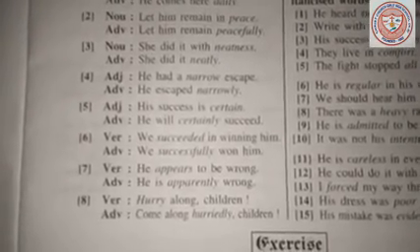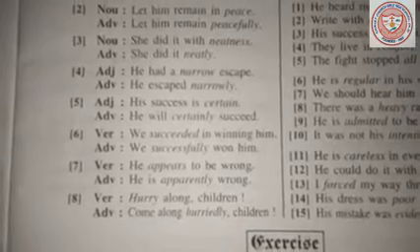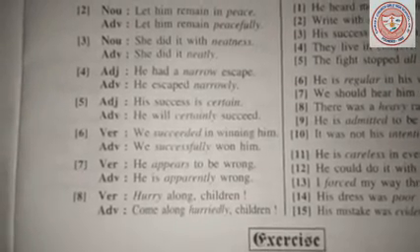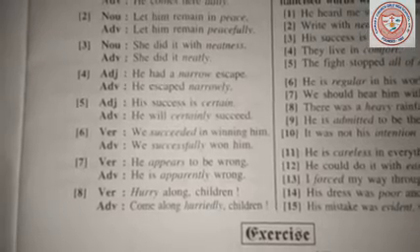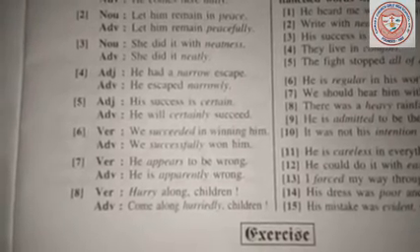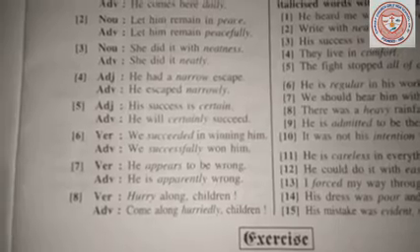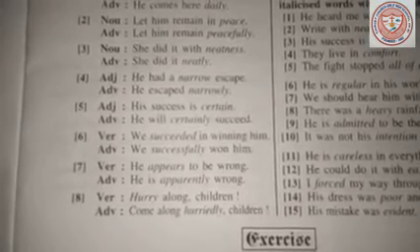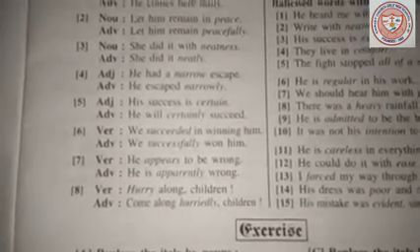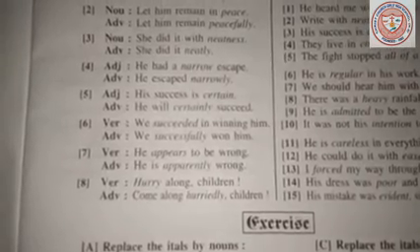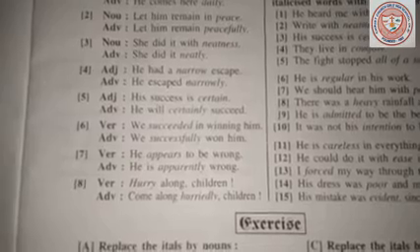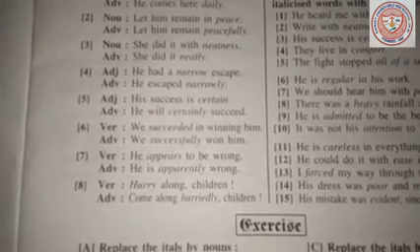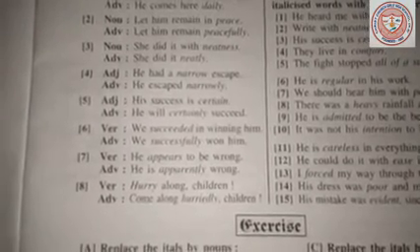Number 6, he succeeded in winning him. Succeeded is in its verb form. So succeed, what is the adverb form of succeed? Obviously successfully. So the transformation of sentence will be, we successfully won him. Number 8, hurry along children. Hurry is the verb form. So the adverb form is hurriedly. So the change in sentence will be, come along hurriedly children.